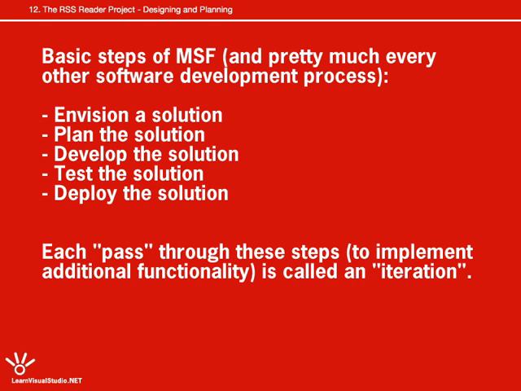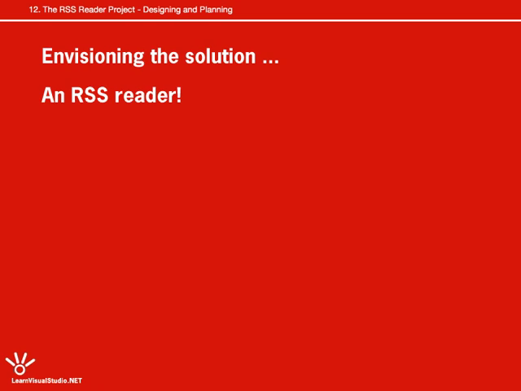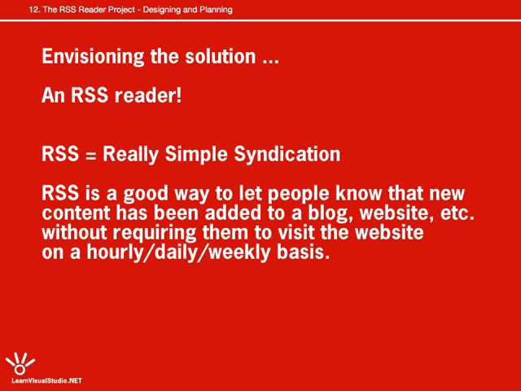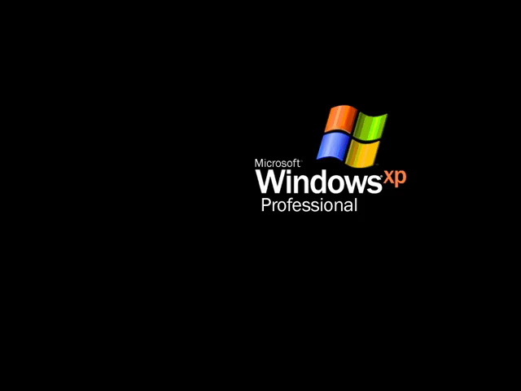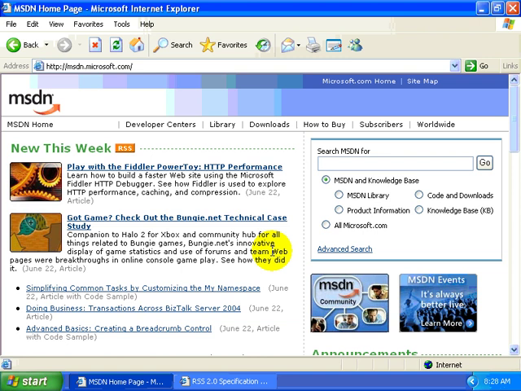So let's start with envisioning the solution. We want to build an RSS reader. Now, what exactly is RSS? Well, it stands for Really Simple Syndication, and it's used to syndicate articles or postings on a website or on a blog so that other websites or client software can determine which new items were recently added to a website. So, for example, let's take a look at the MSN homepage. So we've navigated to msdn.microsoft.com.